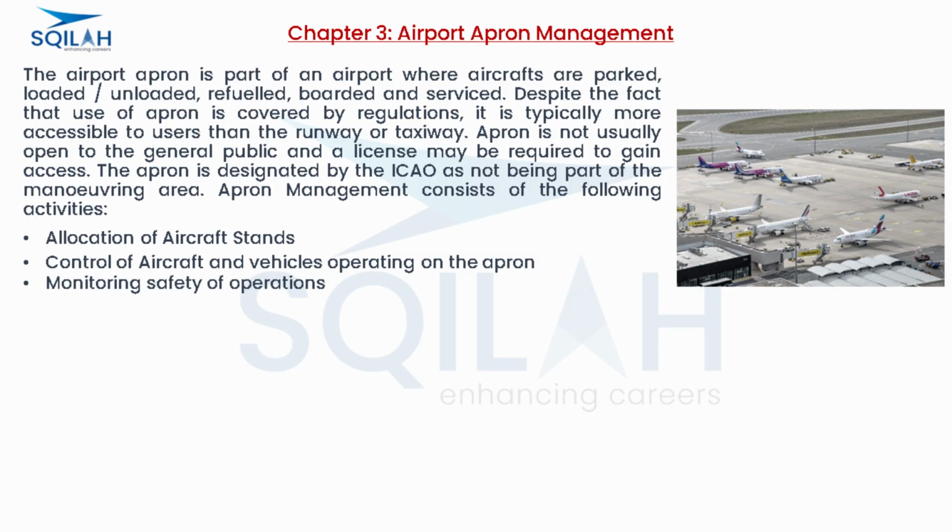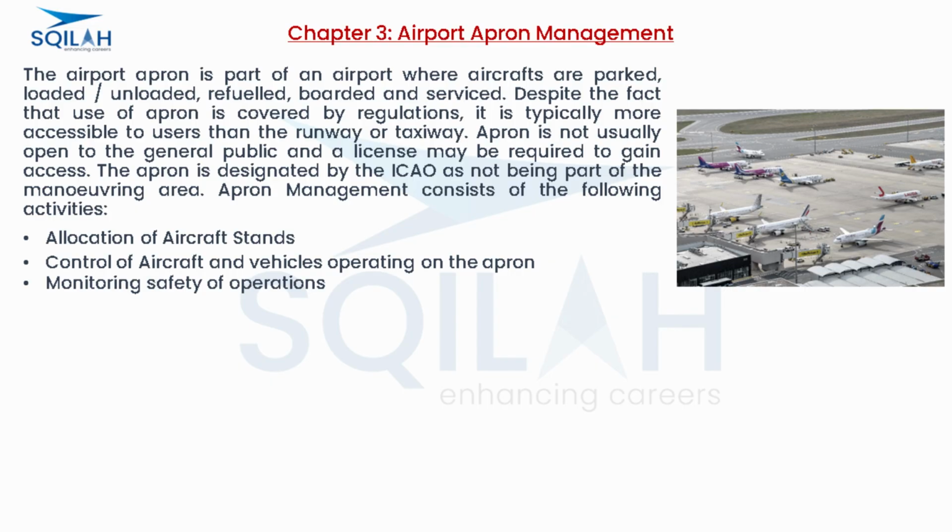The airport apron is part of an airport where aircraft are parked, loaded/unloaded, refueled, boarded, and serviced. Despite the fact that use of the apron is covered by regulations, it is typically more accessible to users than the runway or taxiway. The apron is not usually open to the general public, and a license may be required to gain access. The apron is designated by the ICAO as not being part of the maneuvering area.